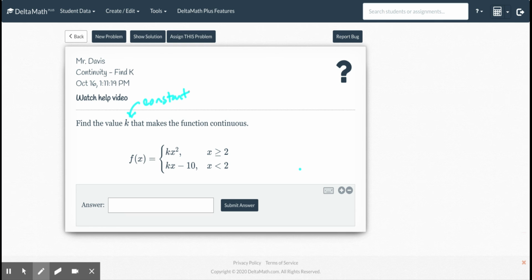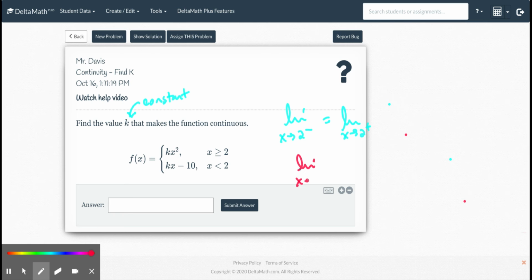Now, based on the previous problems we just had, we know that if a function is continuous, the left and the right limits must agree, right? So that's what we have to ensure in this one, is that the limit as x goes to 2 from the left equals the limit as x goes to 2 from the right. First off, let's make sure that happens. So if I'm going to take the limit as x goes to 2 from the left, I'm going to be plugging it into the bottom one because that's less than 2 values. So I'm going to be plugging my 2 in. It's going to be k times 2 minus 10.